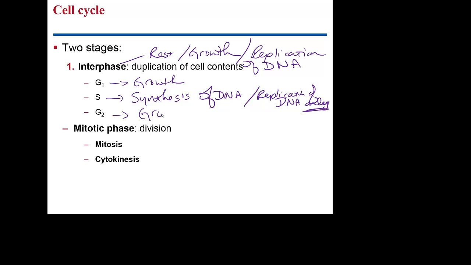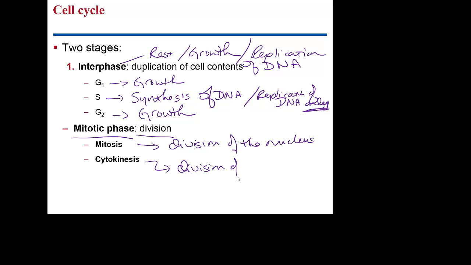G2, we look at more growth. If we're going to divide a cell in half, it has to get bigger first. So the cell grows and grows and grows, and then we go through mitosis, or cell division. Mitosis is the division of the nucleus. Cytokinesis is division of the cytoplasm, or the cell itself.